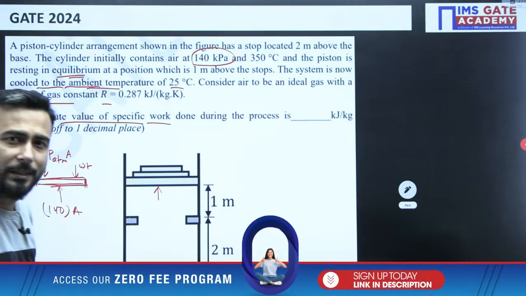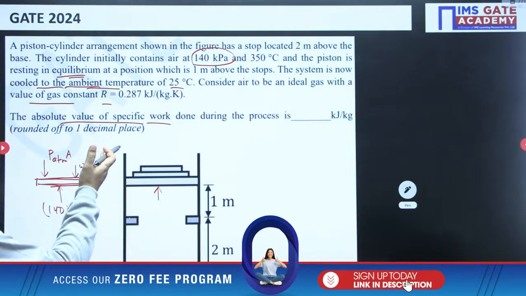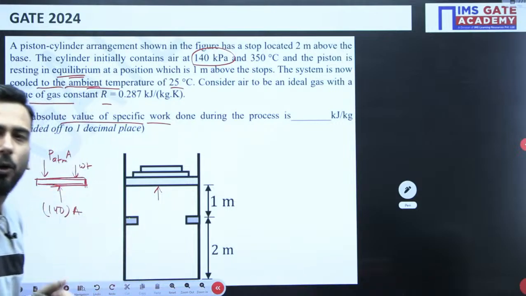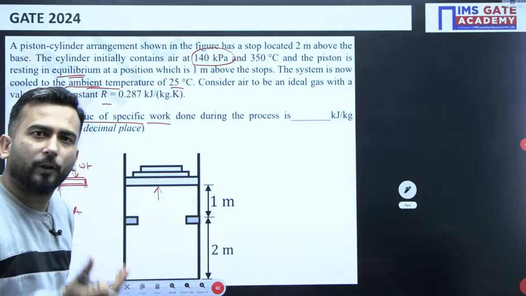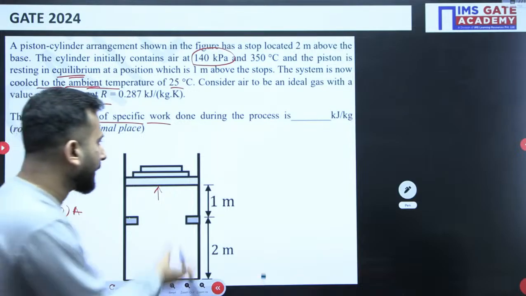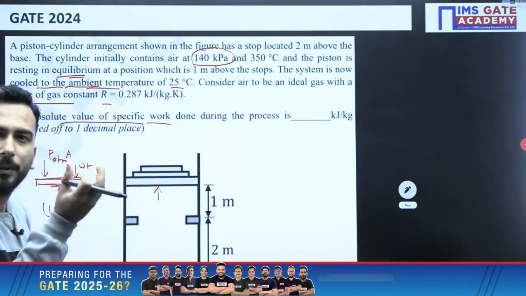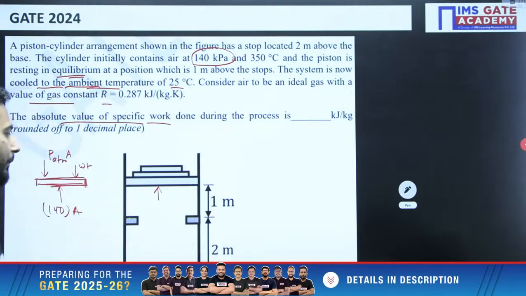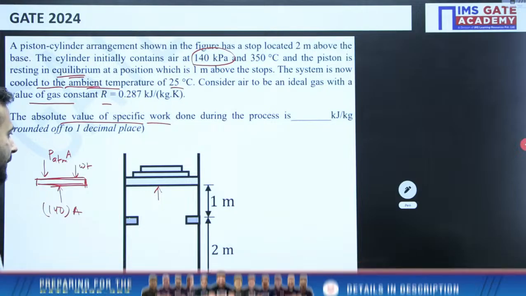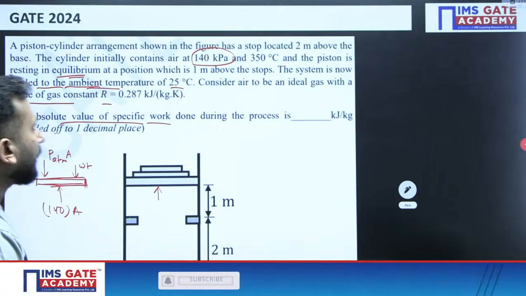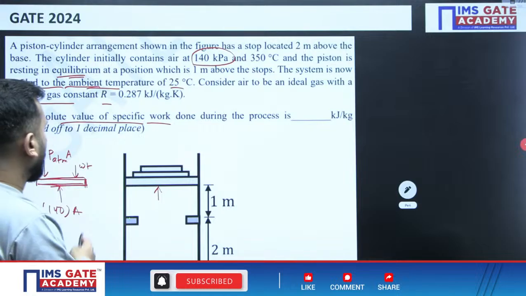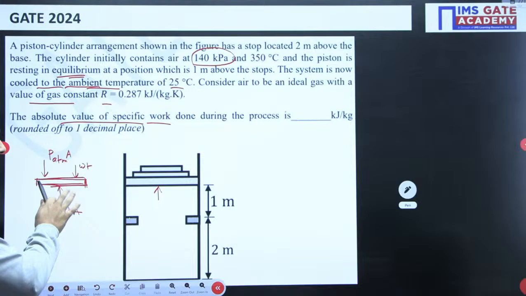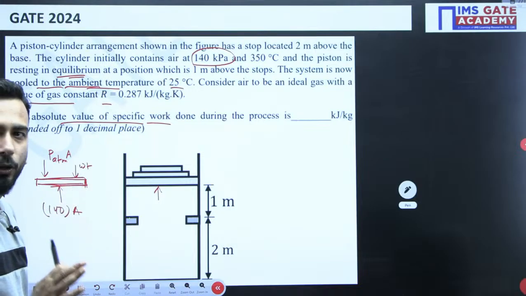And why will the piston come down? Because he's saying that we have to cool. When you cool, you know that air will contract. When contraction takes place, the piston will also come down, right? Are you getting the logic? So my dear friends, here also it was not needed to draw, but why did I draw? Just to give you an idea that yes, it's a constant pressure process.